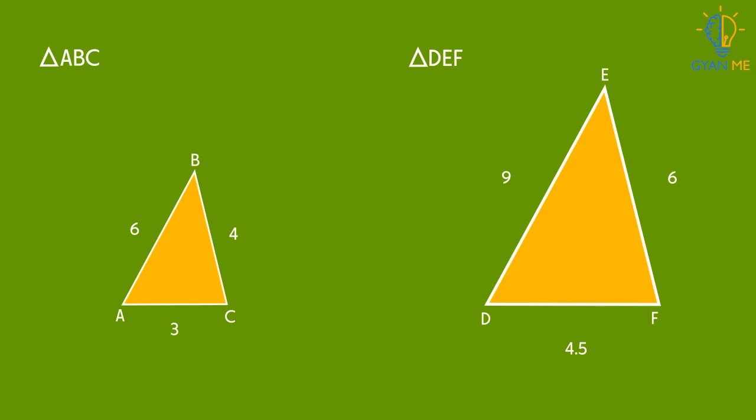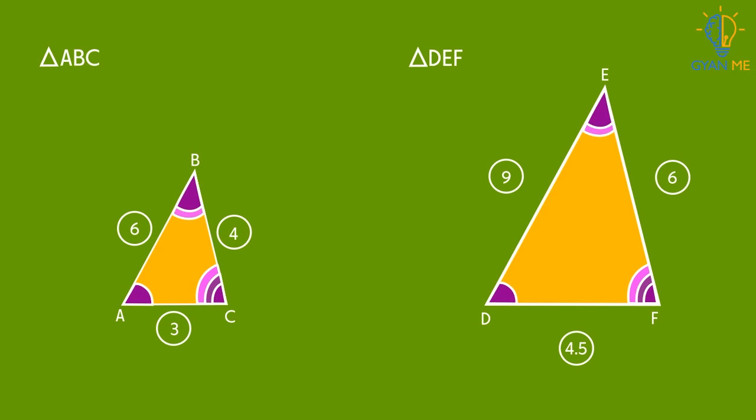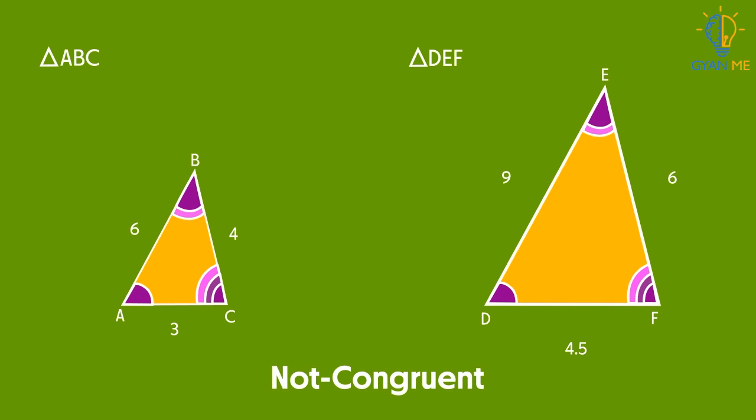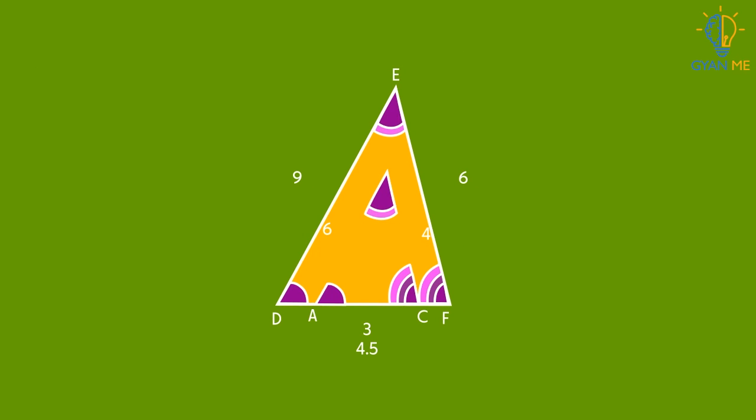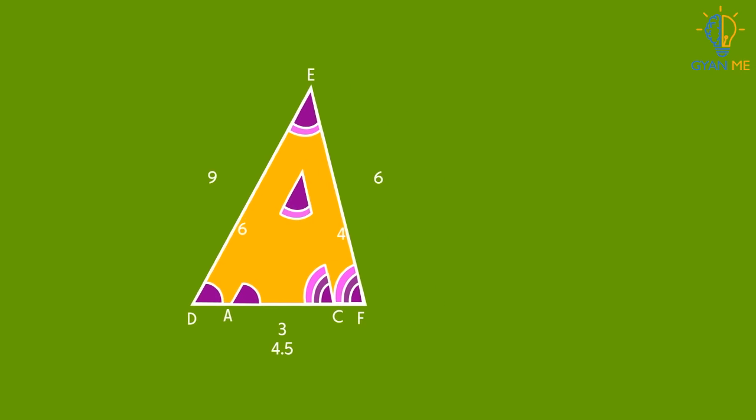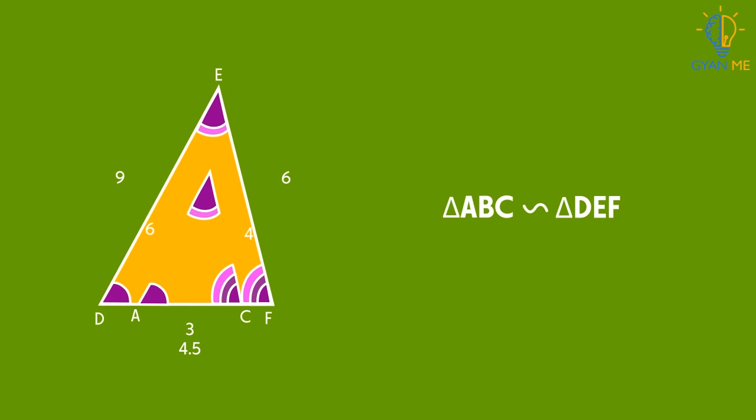But in case 2, we see that even though all corresponding angles are equal, their corresponding sides are not equal, as they have different measures. So we can say that these two triangles are not congruent, but they are similar. Also, they can overlap each other, but they cannot fit in each other perfectly since their sides are different. Mathematically, we write the similarity as triangle ABC similar to triangle DEF.